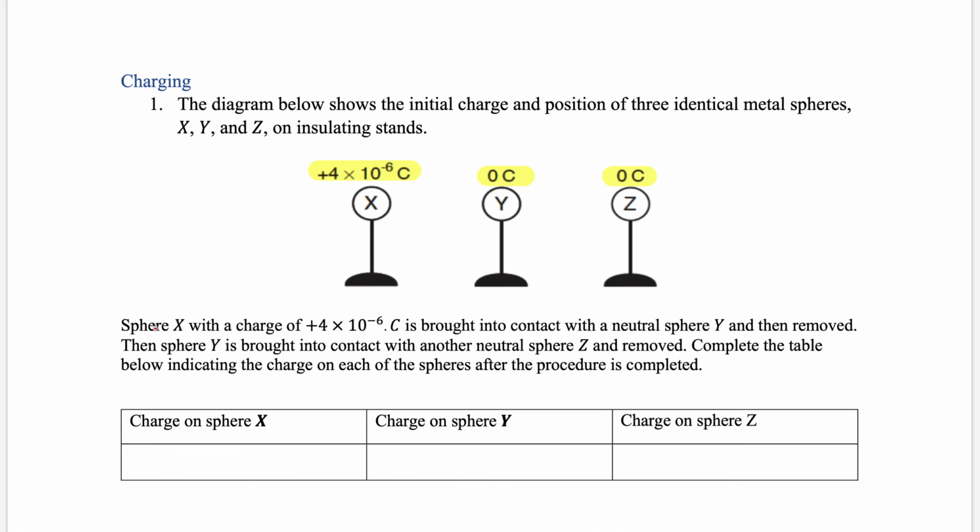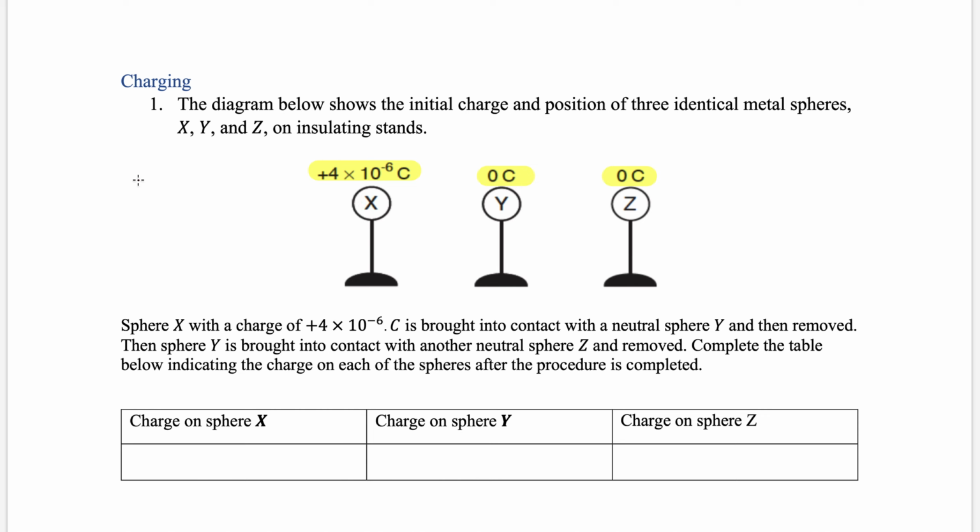Then, if we read ahead, sphere X with a charge of plus 4 times 10 to the power negative 6 coulomb is brought in contact with a neutral sphere Y, and then removed. So when you touch X with Y, X is having some charge and Y is neutral. So they are going to share the charge. Each one of them will become 2 times 10 to the power negative 6 coulomb because they are going to share the charge.